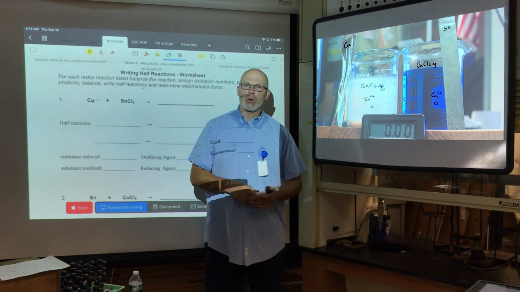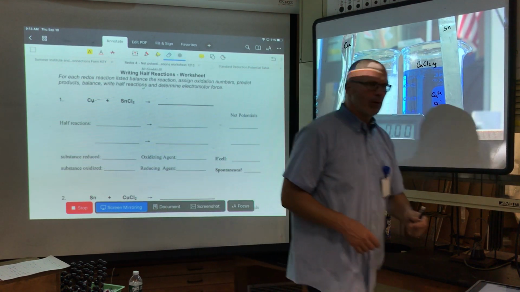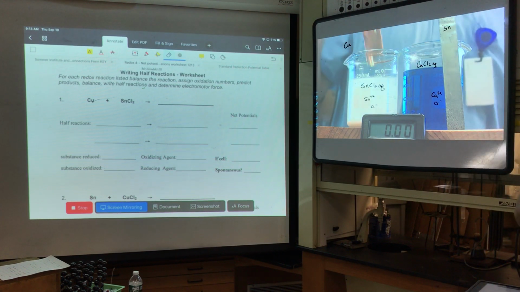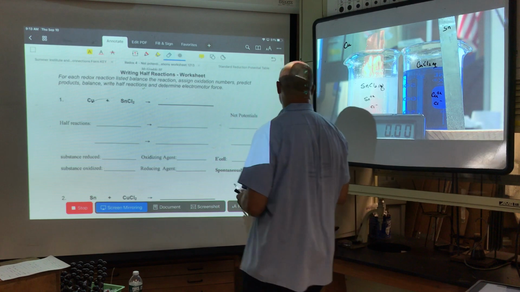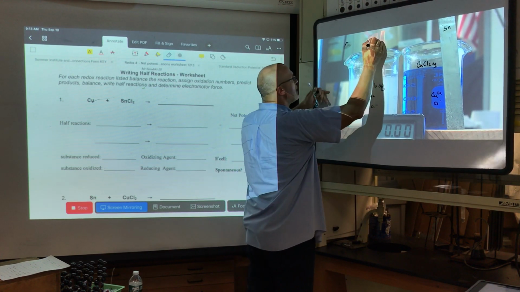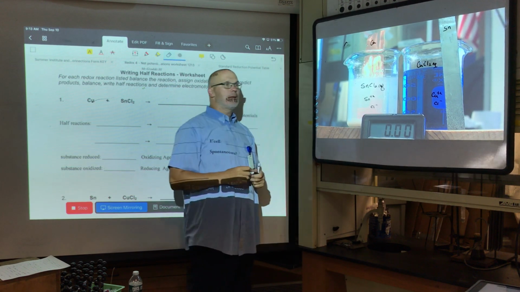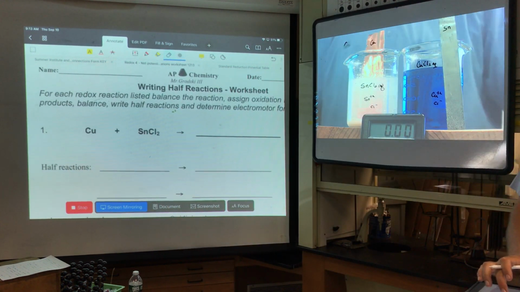Okay, so here's what we're going to do. I'm going to put the copper in the tin chloride. Boom. All right, and we'll start with that one. And we want to see what could happen here. We're going to see, will this react? Will there be a redox reaction? Now, let's look at the players here, okay? Here is what we call the reactants.